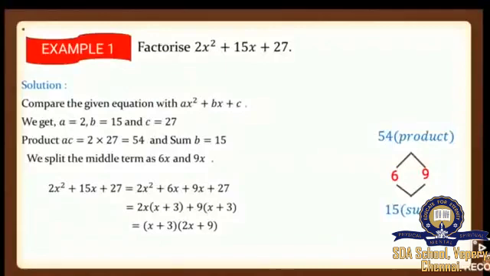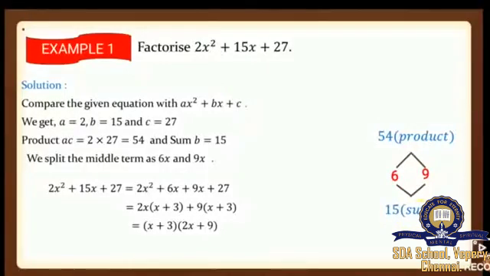Factorize 2x square plus 15x plus 27. So here the given question is of the form ax square plus bx plus c. So now you can use splitting the middle term method here. So where a is 2, b is 15 and c is 27. So in this method, the first step is to multiply a and c. So if you multiply 2 and 27, you will get 54. So which is the product. And the middle term is 15.